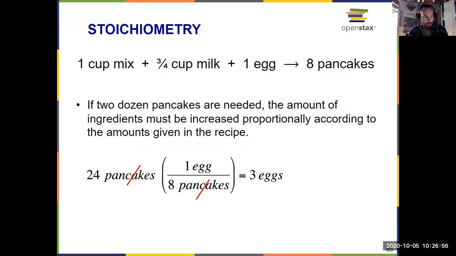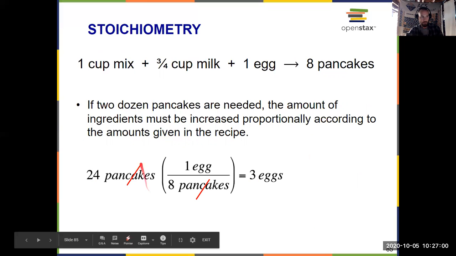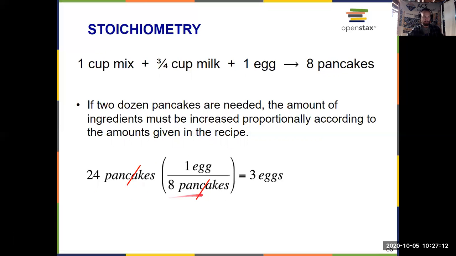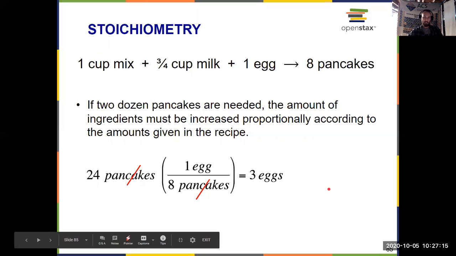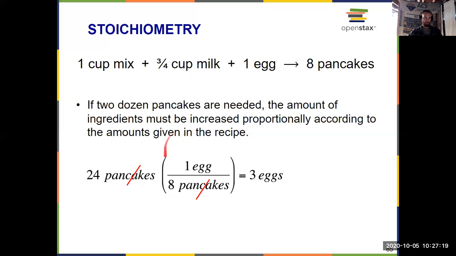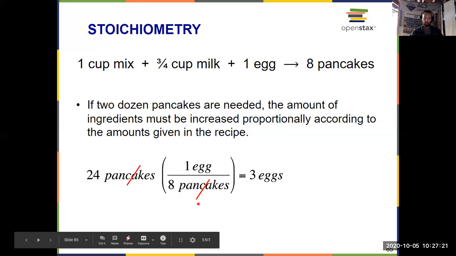So if we turn that into a conversion factor, right, we can use the same ideas in dimensional analysis. Okay? If I wanted to make 24 pancakes, I know 8 pancakes corresponds to 1 egg from my reaction, so I can set up a conversion factor to determine that I would need 3 eggs. Okay? And this right here, introducing that new conversion factor, is really all stoichiometry is about.